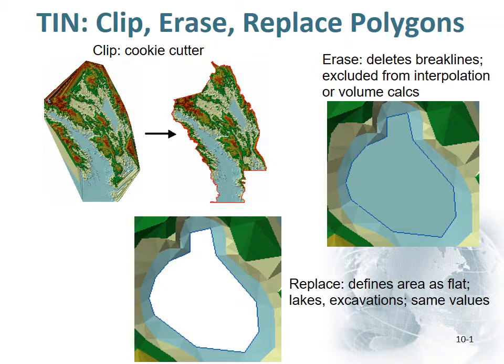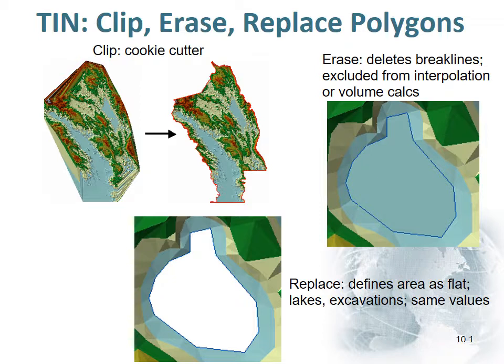You can replace areas, which redefines it as being flat. So this is very useful for modifying your tin if you need to incorporate a lake or a really flat excavation area. It gives the same elevation value all across that facet. So it's essentially flat. So here's just a couple of things that we can do to modify them.